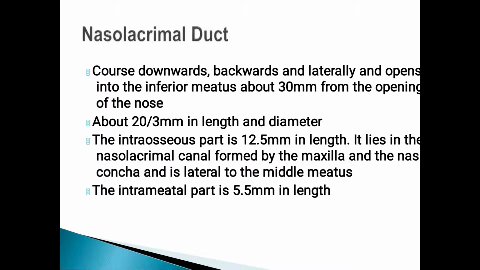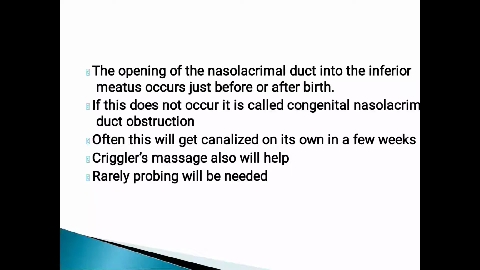From the lacrimal sac, the nasolacrimal duct starts. It courses downwards, backwards, and laterally, and opens into the inferior meatus of the nose, about 30 millimeter from the opening of the nose. It is around 20 millimeter in length and 3 millimeter in diameter. The bony portion, the portion of the nasolacrimal duct in the bone, is called the interosseous part and is around 12.5 millimeter in length. It lies in the nasolacrimal canal formed by the maxilla and nasal concha, lateral to the middle meatus. The intrameatal part, the part of the duct inside the meatus, is around 5.5 millimeter in length.